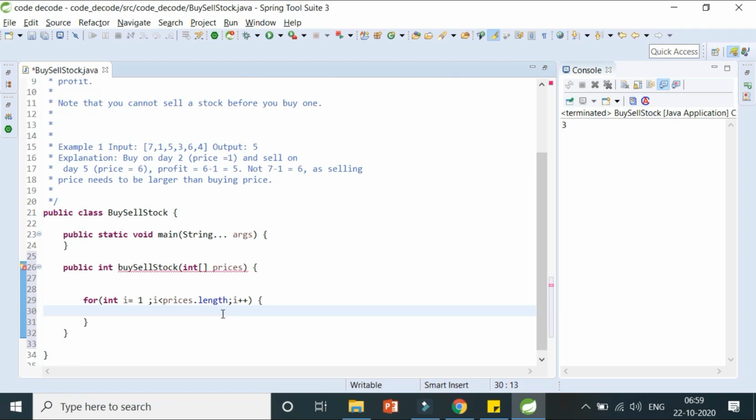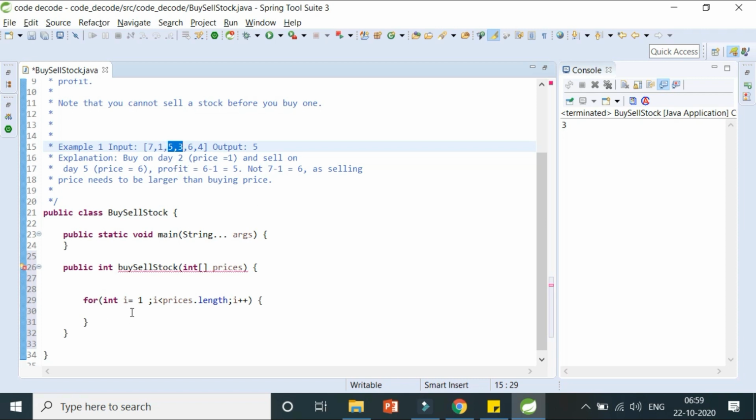What we have to do is first find the minimum price at which we have to buy the stock. There are many approaches to find the minimum price of the stock, but what I am doing here is comparing these two values, that is I am comparing 7 and 1, and I am storing the minimum value. Then I will compare 1 and 5, and store the minimum value. Then I am going to compare 5 and 3, and store the minimum value.